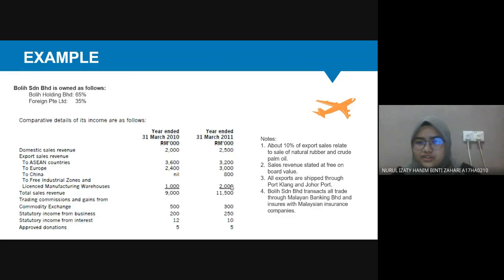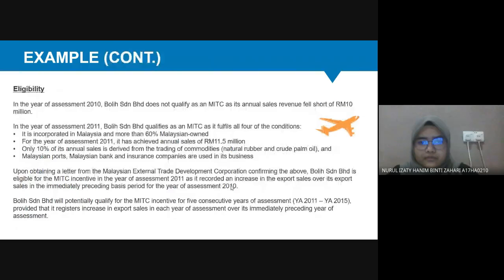The doctor showed us the exclusion to be exported to the other countries. So next, in the year of assessment 2010, Boleh Sedia Berhad does not qualify as an MITC as its annual sales revenue fell short of 10 million ringgit, because the sales revenue is only 9 million ringgit in 2010.